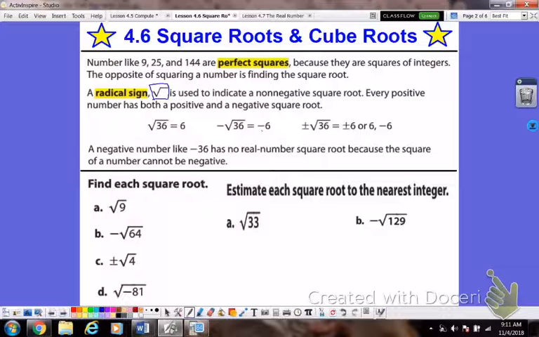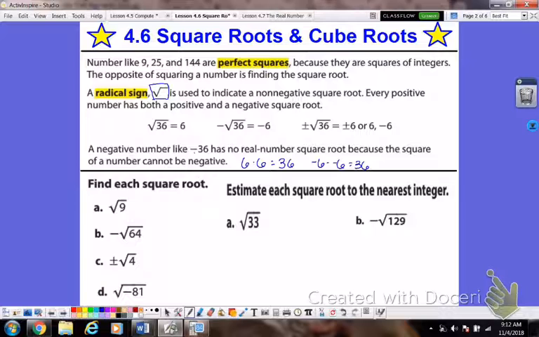A negative number like negative 36 has no real number square root because the square of a number cannot be negative. If you think about it, if we took a positive times a positive, we get a positive. If we took a negative times a negative, we still get a positive. So in order to do your square roots, you have to have the same sign with both numbers. The only way to get this negative here would be a negative times a positive, and we no longer have the same number.